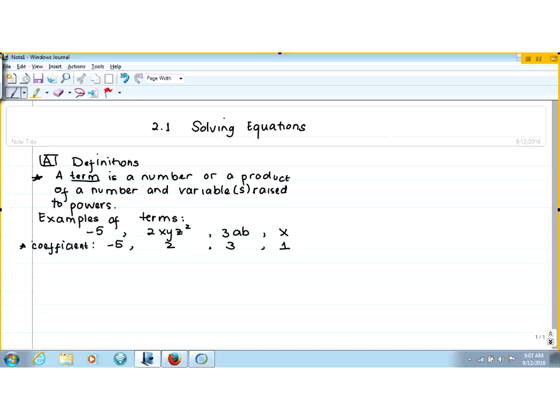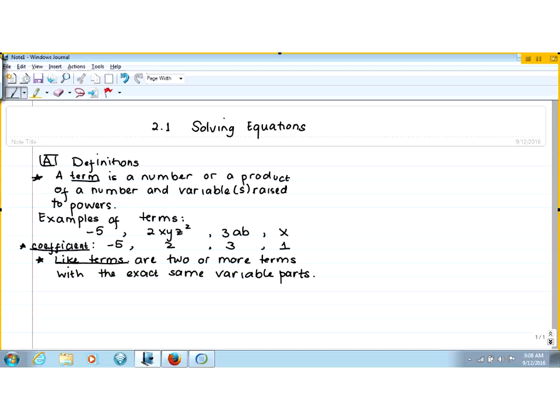What about like terms? What are like terms? So the next one is like terms. Like terms are 2 or more terms with the exact same variable parts. So the variable parts must be exactly the same.